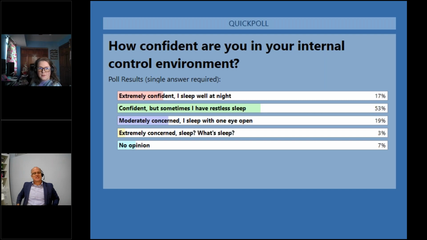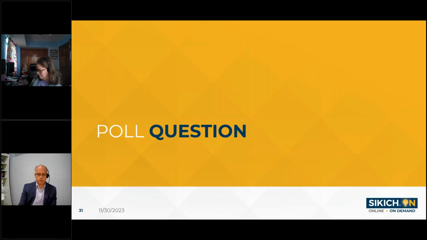Moderately concerned. Confident, but sometimes I have restless sleep. Okay. I'm hopeful that those that are extremely confident have an internal audit function within your organization. Me too. Operating effectively. I'm confident, but I sometimes lose sleep as well. I think that's where I would be as far as the organization I run and also the organizations I serve as far as client service. There's always room for improvement and there's always risk. Again, all it takes is a mistake or someone circumventing something because it's easier.